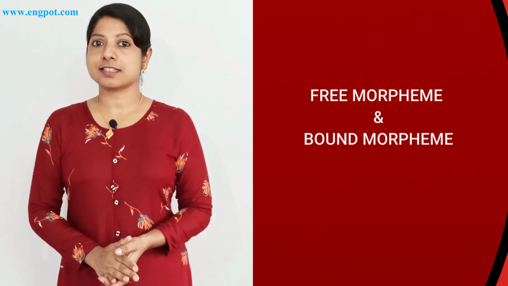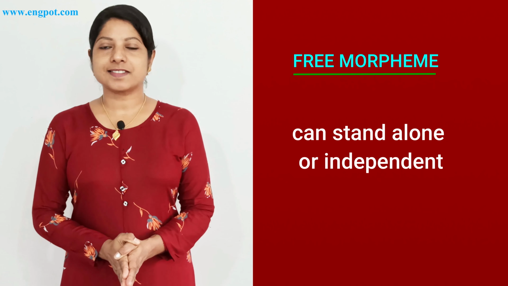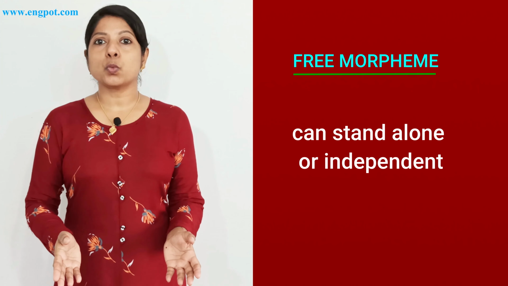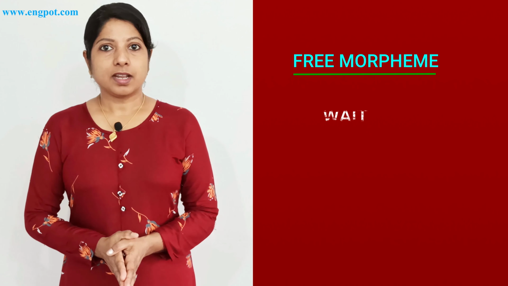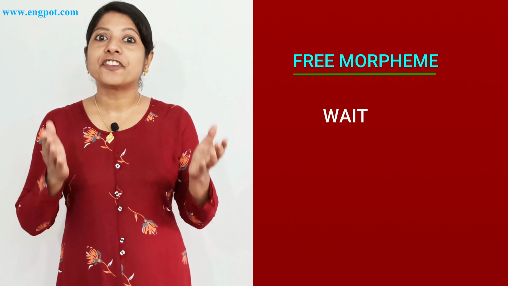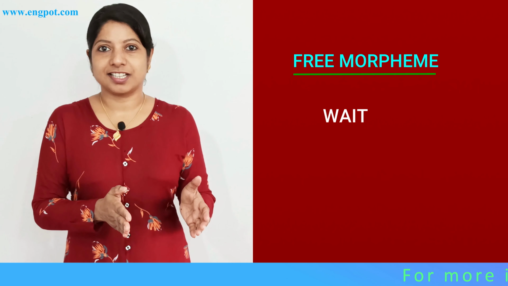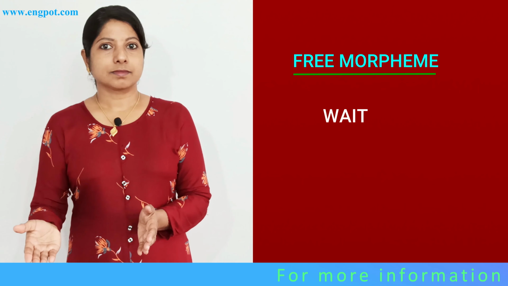Now it's time for us to discuss the different categories of morphemes, that is free and bound morphemes. First is free morpheme. Now free morphemes can stand by themselves as single words. They are independent. They don't need the support of another word for their existence. For example, wait. Now wait is a morpheme, and it is a free morpheme because it can appear in isolation. It is independent. It has a meaning on its own.